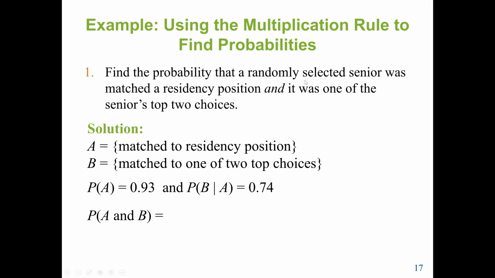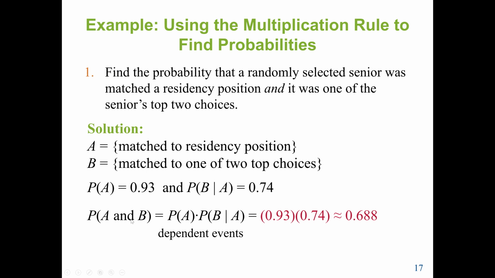Now, our question says to find the probability that a randomly selected senior was matched to a residency position. We know the probability of matching to a residency position is 93%, which is 0.93. And matching to one of the two top choices is 0.74, the probability of B given A. So here we are looking for the probability of A and B, because we want the probability that a randomly selected senior was matched to a residency position and it was one of the senior's top two choices. So the probability of A and B is the probability of A times the probability of B given A, which will be 0.93 times 0.74. And that gives us 0.688.